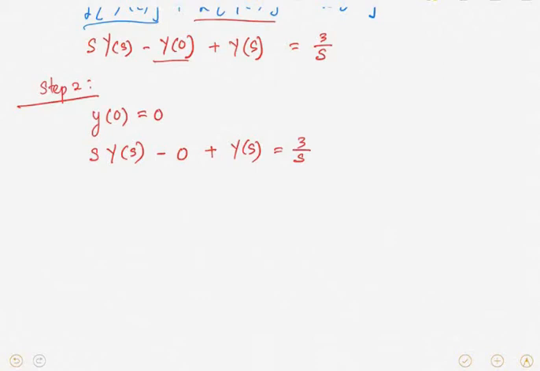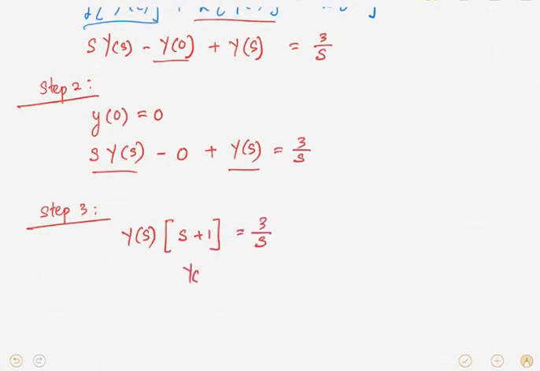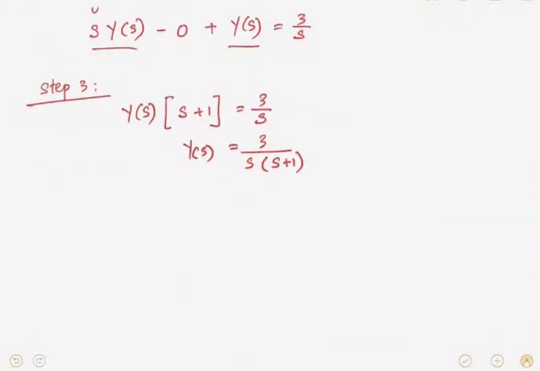And then step number 3. You can simplify. You take out the Y(s), so you have (s plus 1) Y(s) equal to 3 over s. So your Y(s) equals 3 over s(s plus 1).